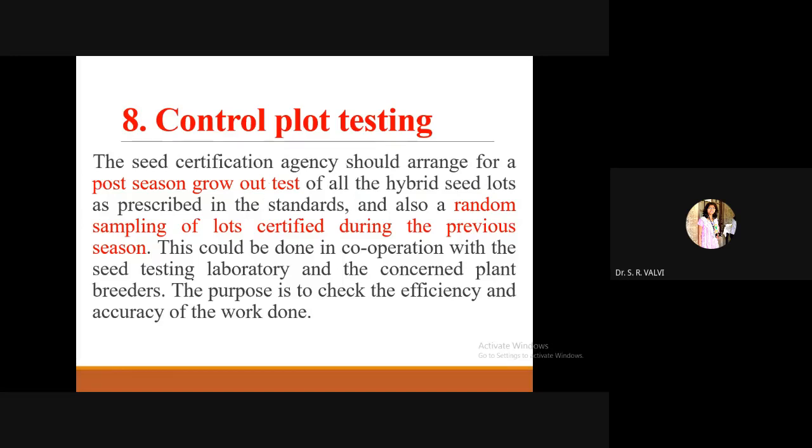That is nothing but control plot testing. This could be done in cooperation with the seed testing lab and the concerned plant breeder. So you have to have the cooperation of whom? Seed testing lab as well as the plant breeder. So why are we doing this? We are doing this to check the efficiency and accuracy of the work done. This is the main intention for doing control plot testing. Do remember, for control plot testing, previously certified seeds you are taking, and the post season growth test of that particular seed you are again taking.